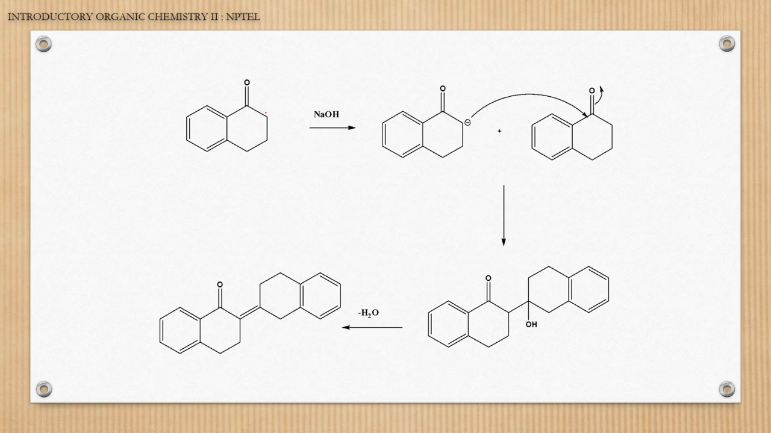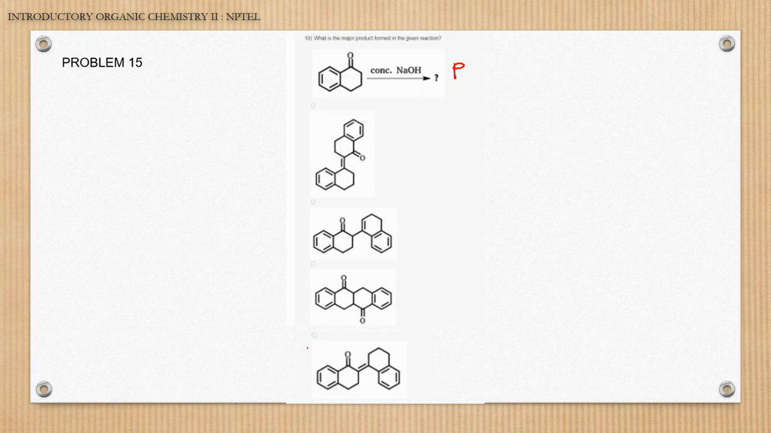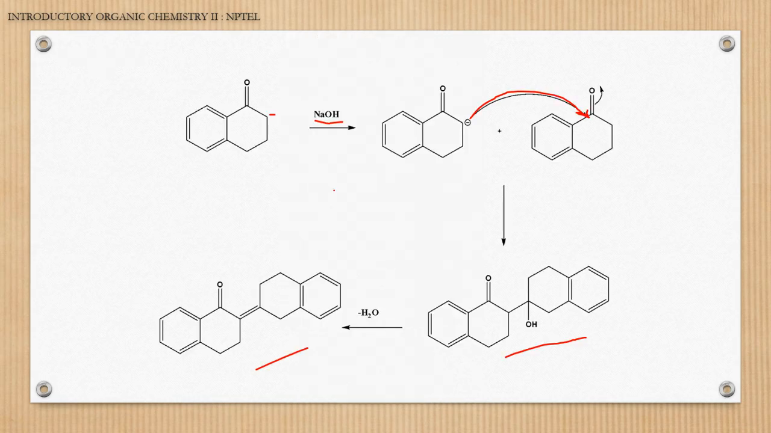Let me take it up for you. Sodium hydroxide extracts a proton from this particular side. It will attack the carbon of another symmetrical molecule. Then it will generate this alcohol. After dehydration, you'll get this. So which is the correct option? B is the correct option. Yeah, option A will be the correct one. This is the basic mechanism of aldol condensation.